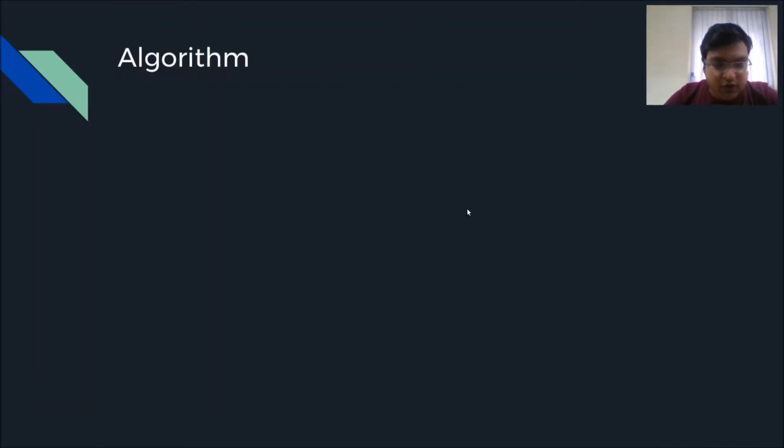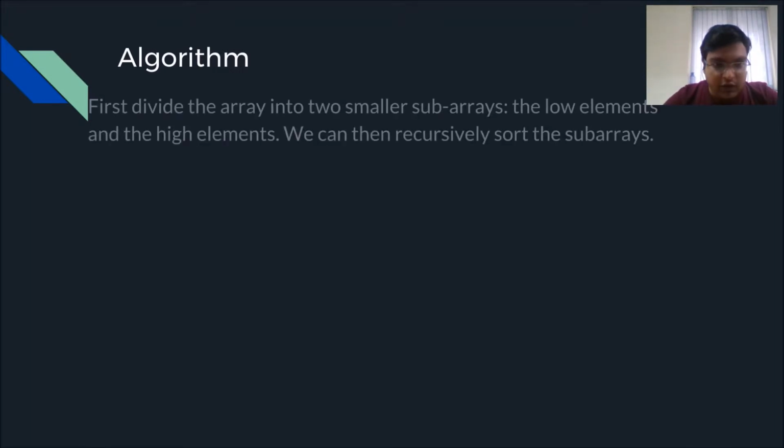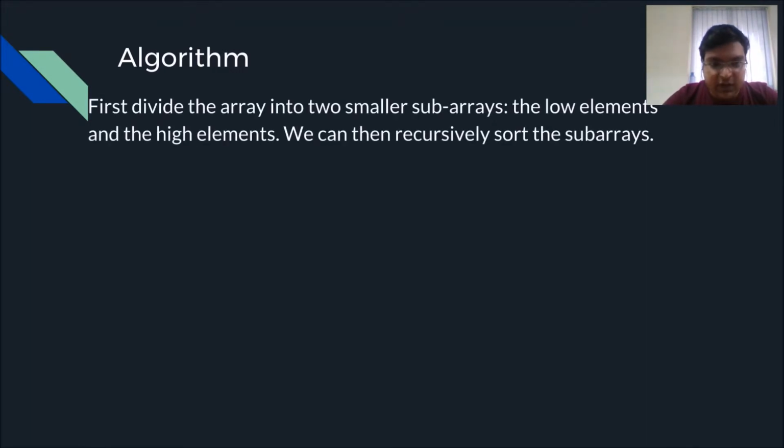Okay, now let's look at the algorithm for quicksort in a more formal way. What did we say? We said that quicksort breaks the problem into two subarrays. We divide the array into two smaller subarrays, the low elements and the high elements, and then we recursively sort the subarrays. This is the basic idea. First we look at how we actually divide it into smaller arrays.